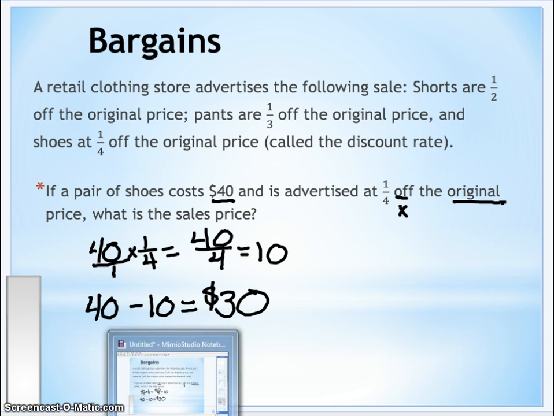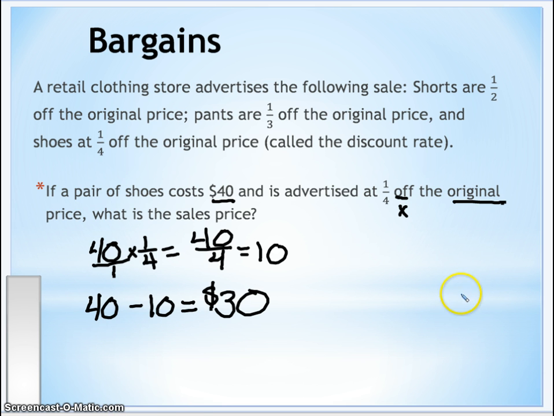Okay? The second way we can do this is we can actually go, and if it's 1/4 off, then what is the price you're going to pay? Well, if we were to think about this price as like a pie, then we're going to cut it into 4 pieces. Now this piece is already gone, so how much is left?